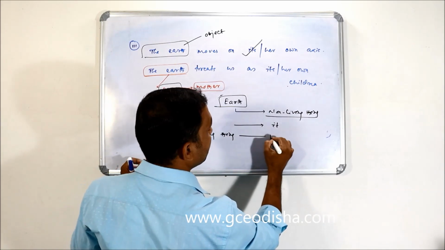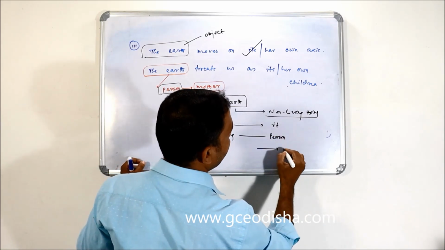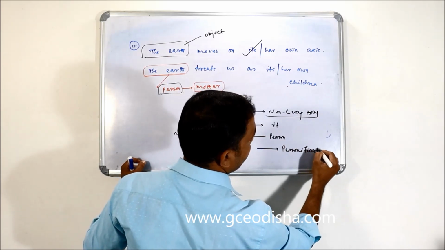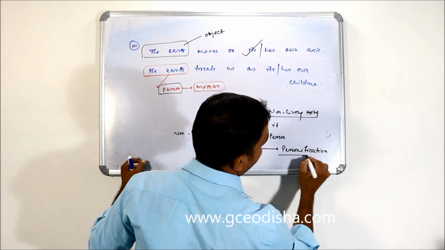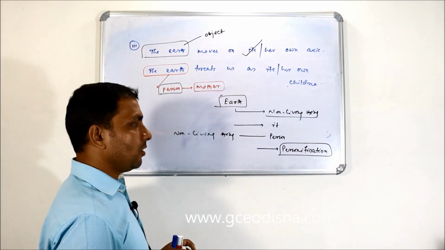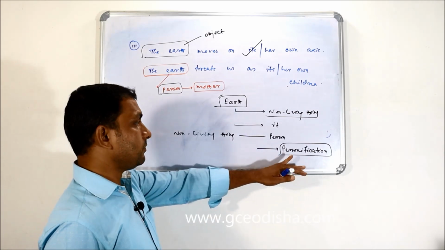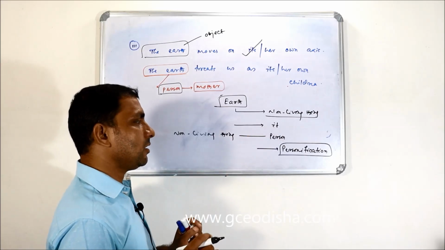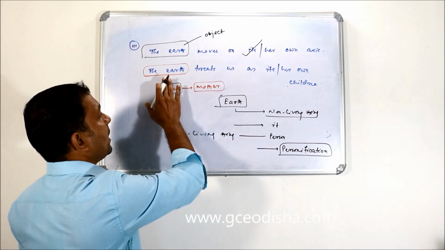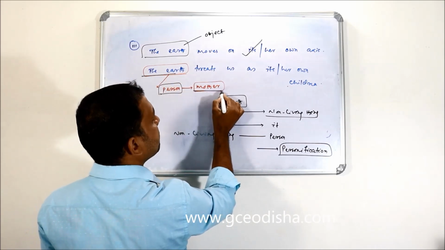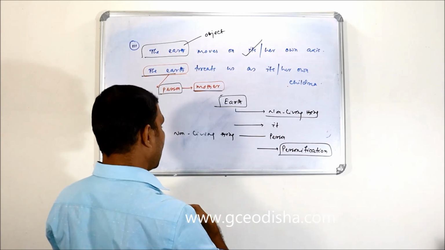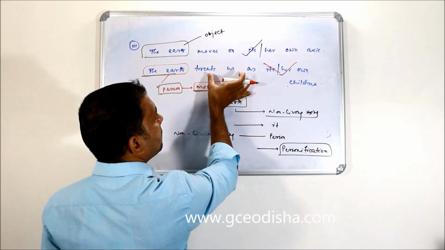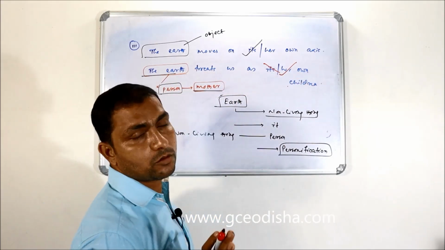And when a non-living thing is treated as a person, the process is called personification. Personification is a figure of speech, like simile, like metaphor. So personification, when non-living things are treated as persons, the process is called personification. And in that personification, earth is treated as a mother. So as it is treated as a mother, instead of its, we will go for her. The earth treats us as her own children.